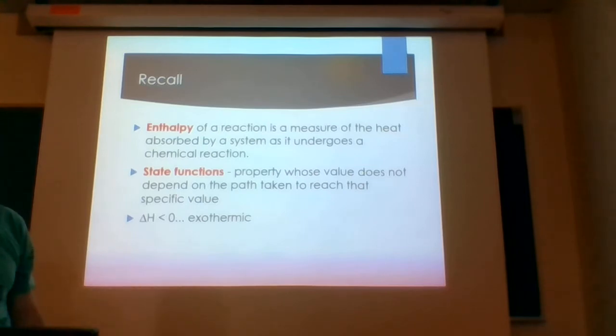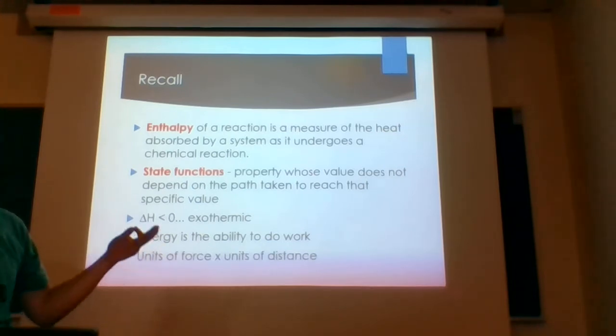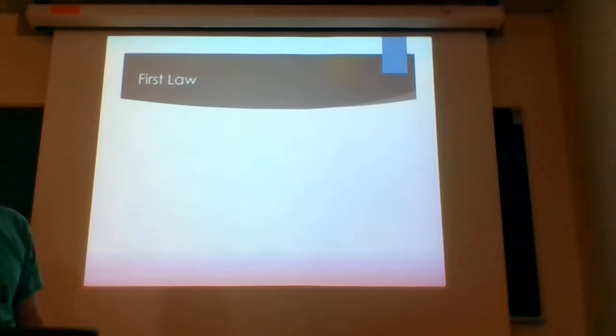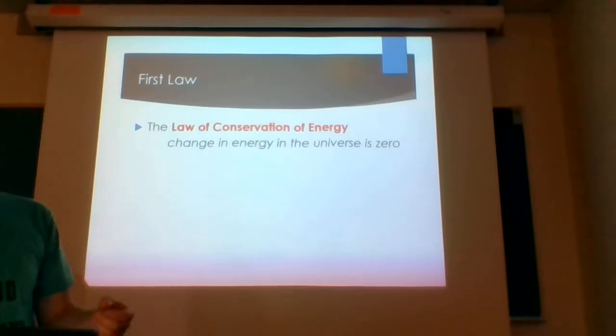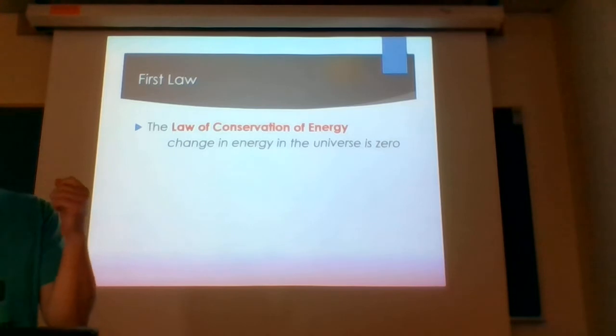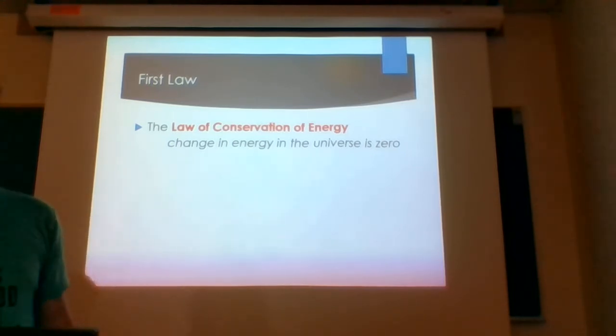Just remember, negative delta H is exothermic. We need to know energy is the ability to do work. Work is force times distance. Our first law of thermodynamics is the law of conservation of energy, which states that the energy of the universe is constant. The change in energy of the universe is always zero. So basically, if a system loses energy, that means that the surroundings must be gaining the same amount of energy. We have to conserve the energy between the system and the surroundings.